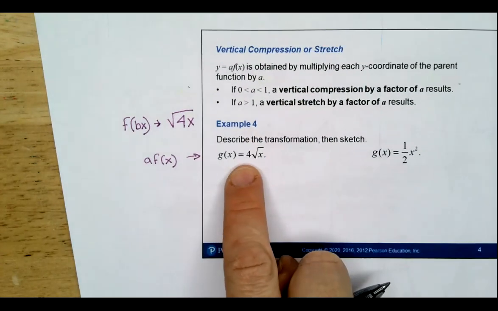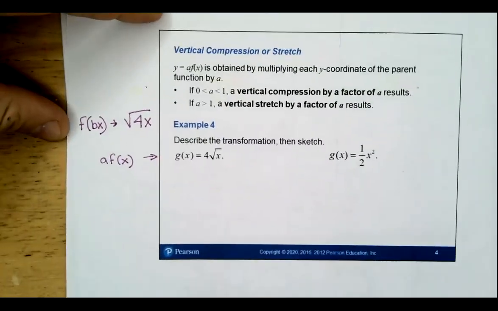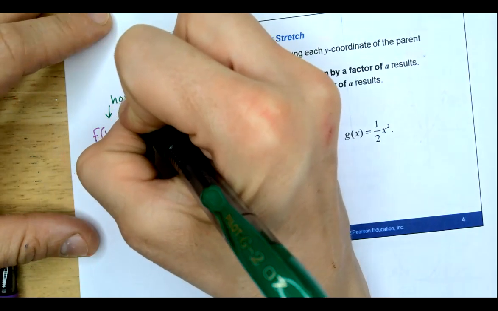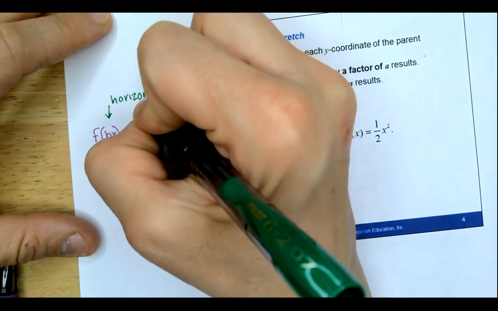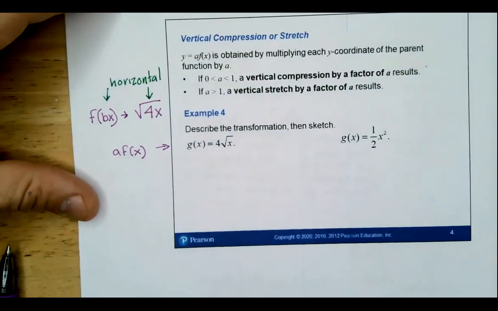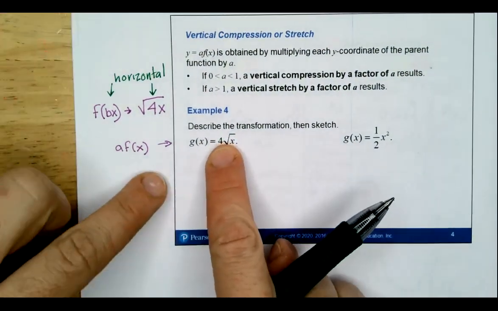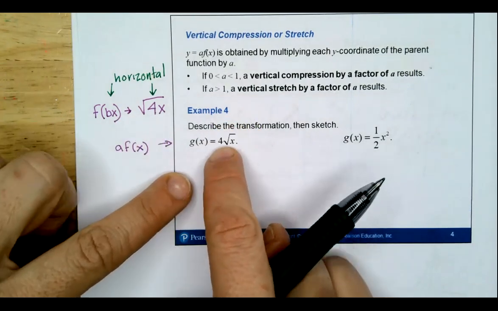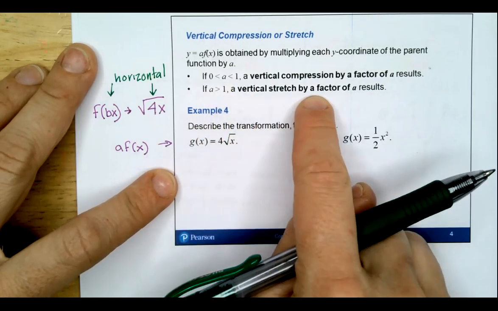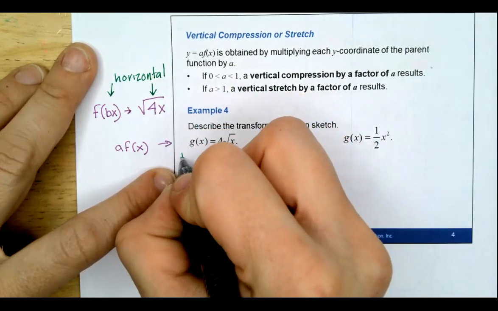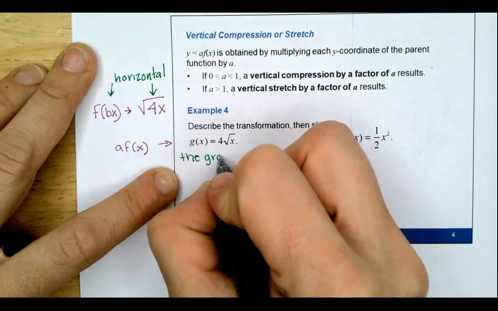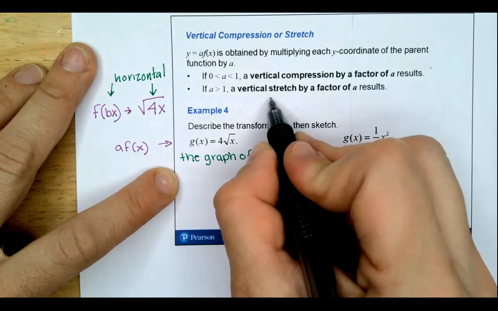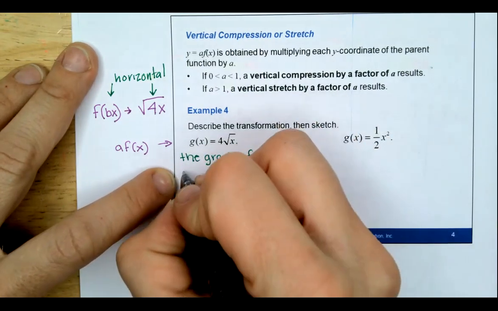These are vertical because they are outside the grouping symbols. This guy is horizontal, because he is inside the grouping symbol, he's associated with the x. This is outside the grouping symbol. Outside the grouping symbol is associated with the f of x, which is the y. So it's associated with the y. If a is greater than 1, it is a vertical stretch by a factor of 4. So this is the graph of the square root of x stretched vertically by a factor of 4.